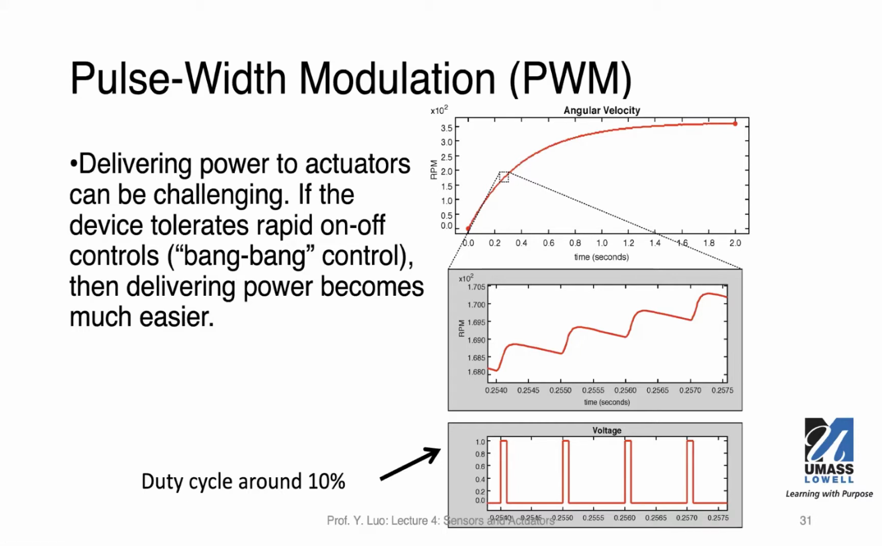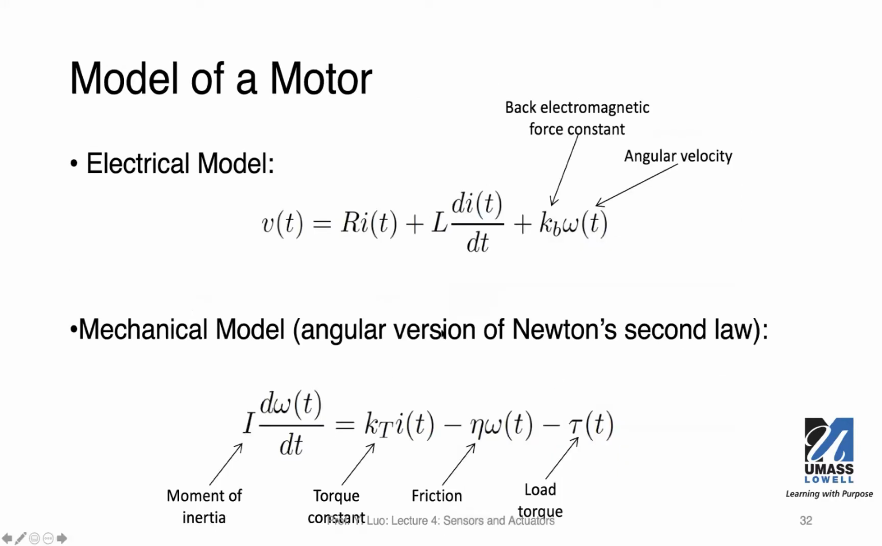So what I explained earlier is that this PWM, pulse width modulation, as illustrated here, is a good approach to power actuators, and it's particularly useful for devices that can tolerate rapid on and off controls. This way we can deliver the power to control these actuators efficiently. So this is what I was describing about the motor.